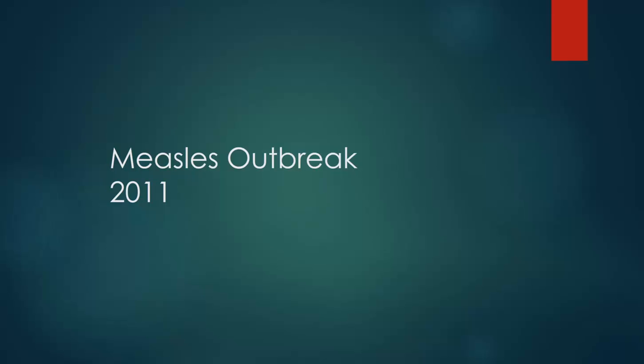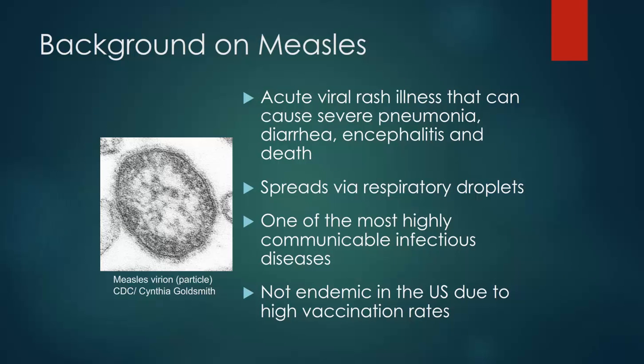First, we will discuss a measles outbreak that took place in Indiana in 2011. Measles is an acute viral illness that can cause severe pneumonia, diarrhea, encephalitis, and even death. It is spread through the air via respiratory droplets, much like the common cold or influenza, and it's one of the most highly communicable infectious diseases.